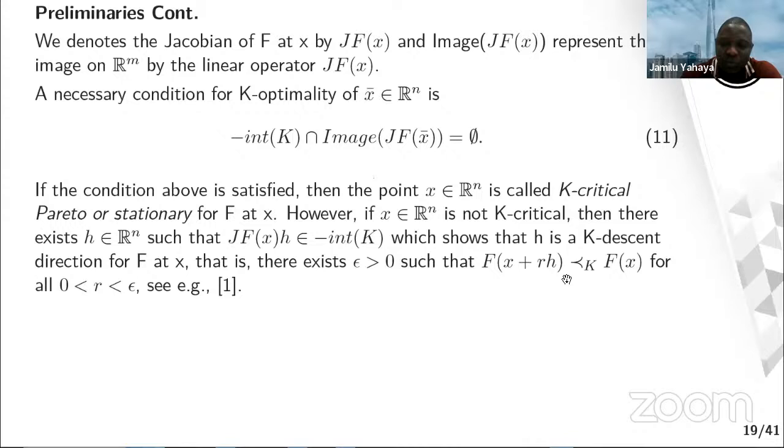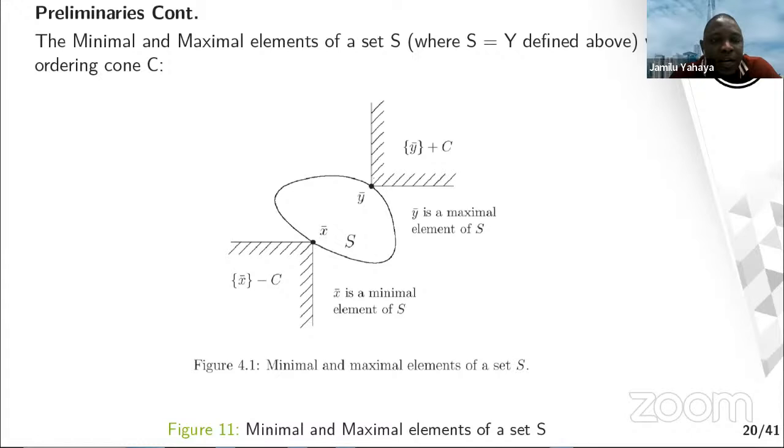So one important concept that we also need to know is to look at the pictorial representation of a minimal or maximal element of a set. If you look at this S as a non-empty ordered set, with ordering cone C, then you notice that we have the minimal element as x bar, which is located here, and then we have y bar as the maximal element, which is located here.